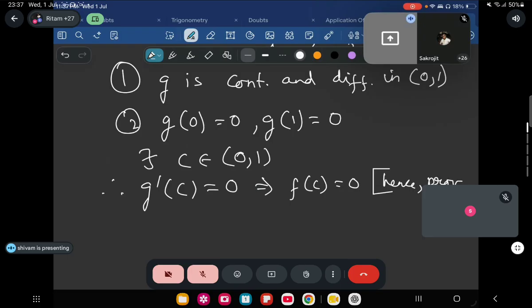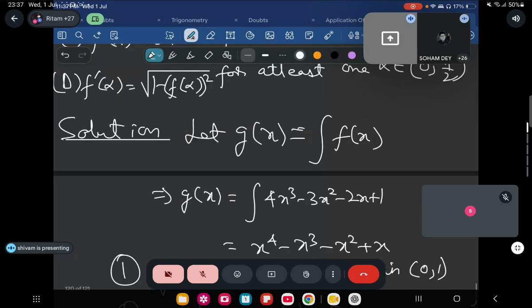Tell me, Avigyan, Pratyay, Shreyasi, Shovankit, are you people getting? Rishabh, Soham, Ritam, are you people getting? Yes, sir. So could you once, Soham, explain? Soham, pay attention.